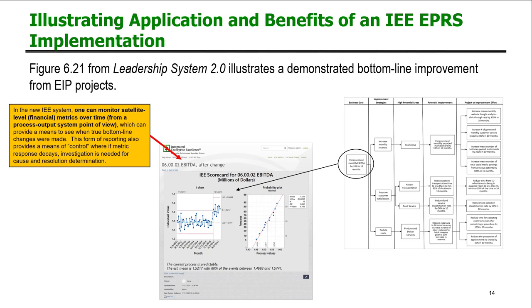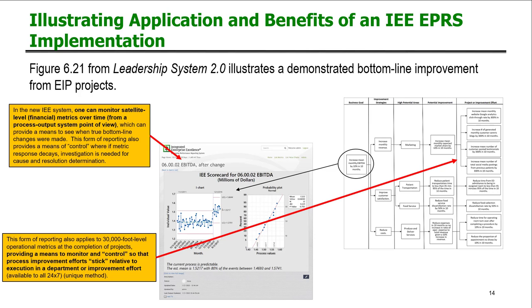This form of reporting also provides a means of control where if metric response decays, investigation is needed for cause and resolution determination. This form of reporting also applies to the 30,000-foot level operational metric at the completion of projects, providing a means to monitor and control so that process improvement efforts stick relative to execution in a department or improvement effort.